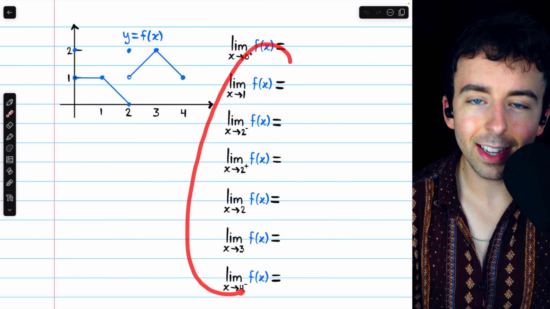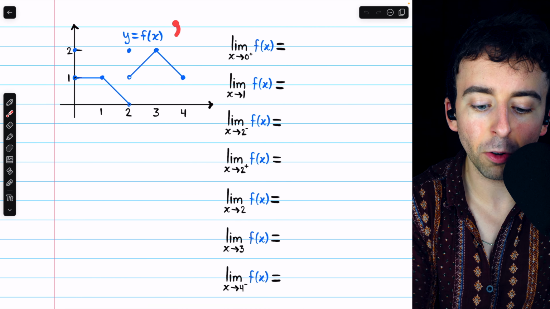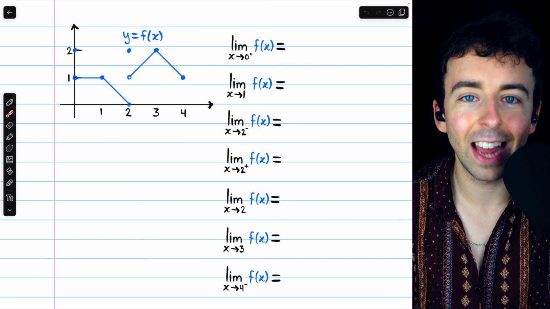Let's evaluate these 7 limits based on this graph of an awkward function f of x. First, we're asked to find the limit of f of x as x approaches 0 from the right. So, zooming in on the graph of our function, understand that x equals 0 is right here at the origin.